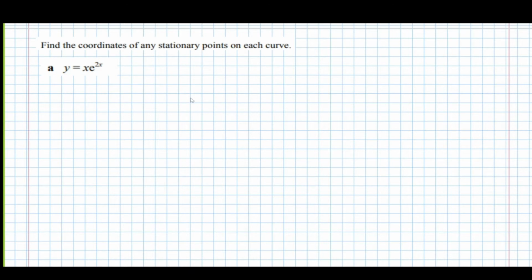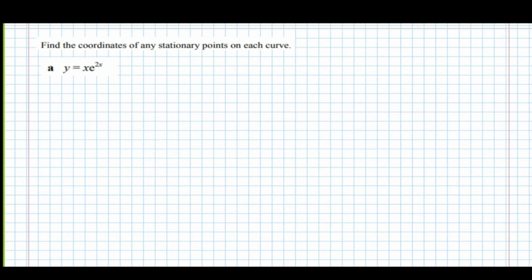Now this will involve factorizing. Find the gradient, set the gradient equal to 0. That's what a stationary point is, something with gradient 0. And then find the corresponding y-coordinate. So take a moment, differentiate using the product rule, set it equal to 0 and solve it. Right, okay.